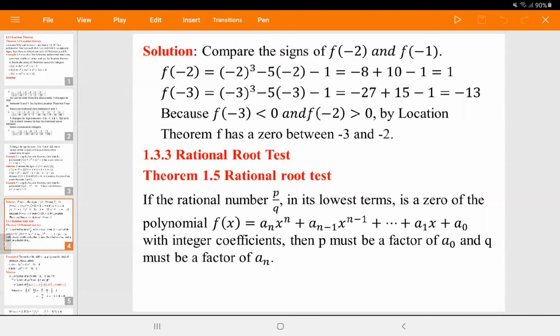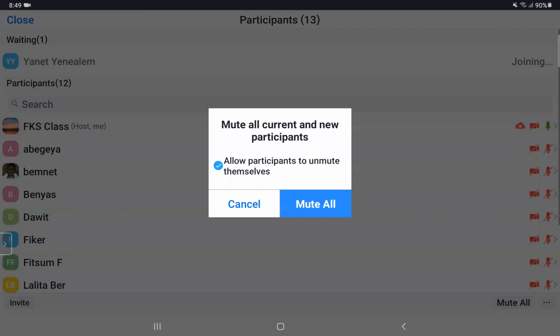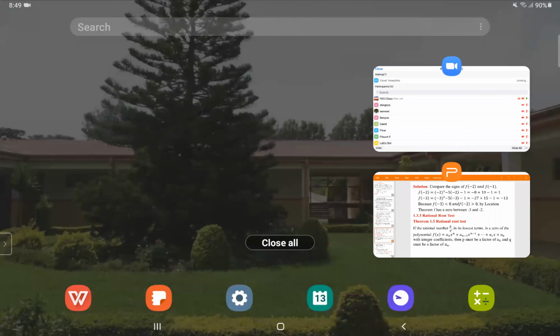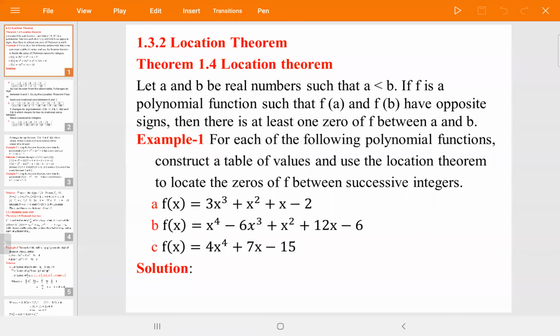Actually, if a polynomial is defined in the set of real numbers, then because the real numbers are the union of rational and irrational numbers, the zeros of a polynomial are categorized into two: irrational and rational zeros. And for irrational zeros, you have to remember and use the content of the location theorem to locate the irrational zeros of a given polynomial between consecutive integers. And if a given polynomial has any rational zeros, then by using the rational root test theorem, you can find those zeros of a given polynomial.